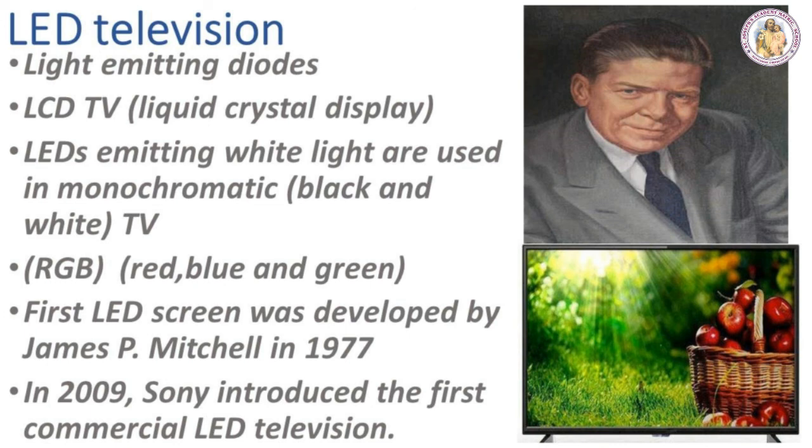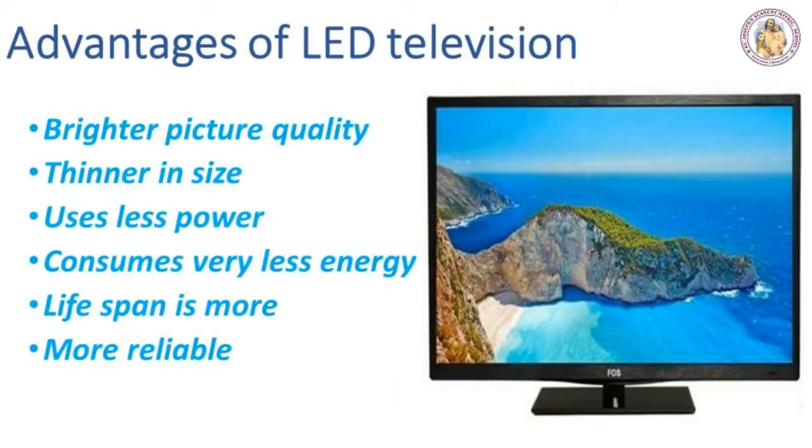The first LED television screen was developed by James P. Mitchell in 1977. It was a monochromatic display, but after about 3 decades, in 2009, Sony introduced the first commercial LED television. Advantages of LED television: it has brighter picture quality, it is thinner in size, it uses less power and consumes very little energy, its lifespan is more, and it is more reliable.